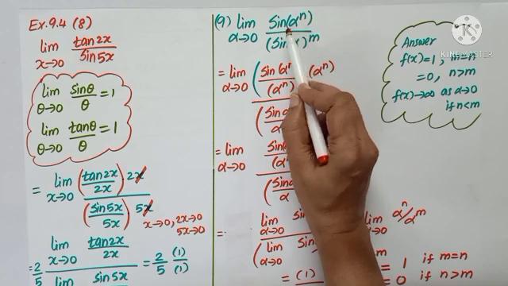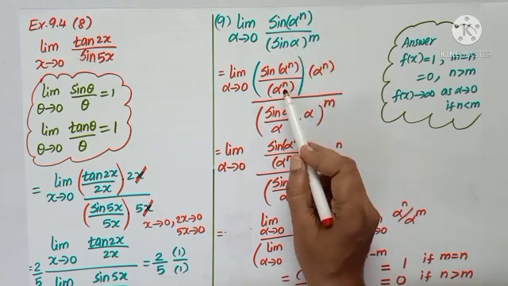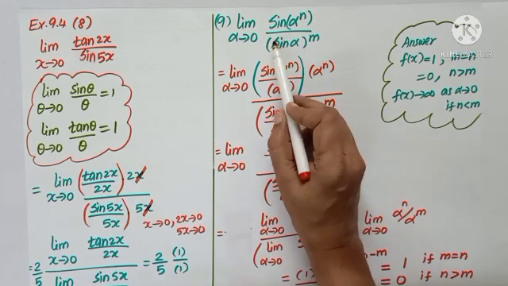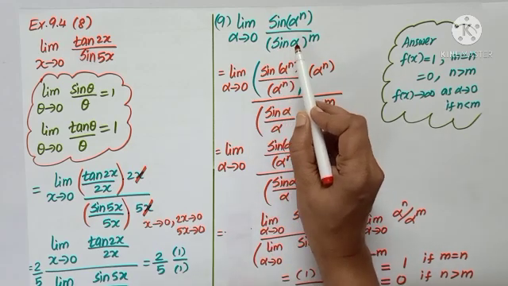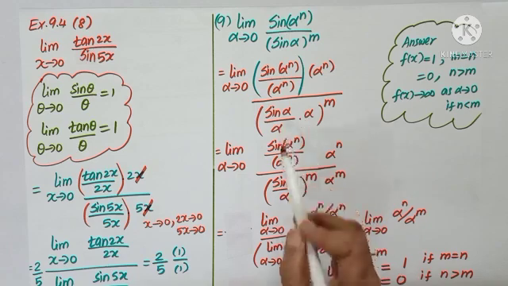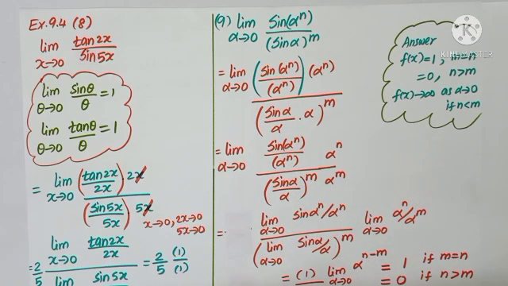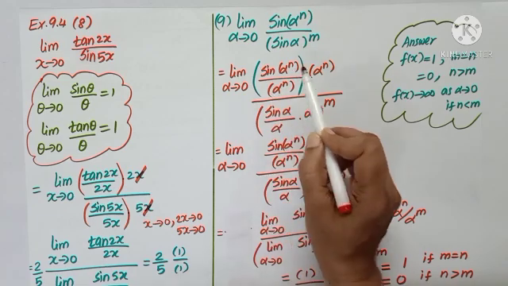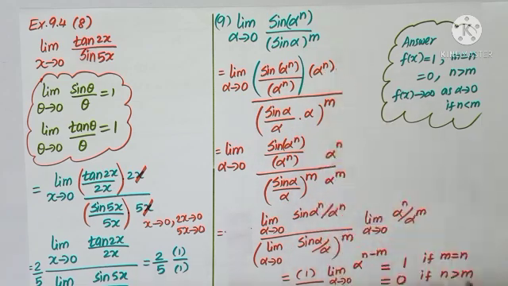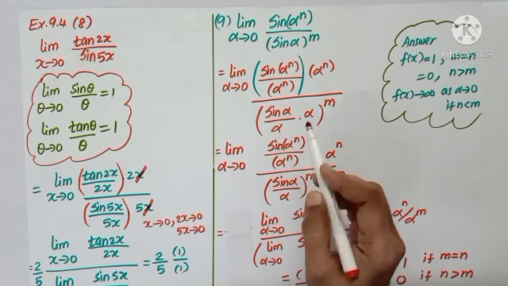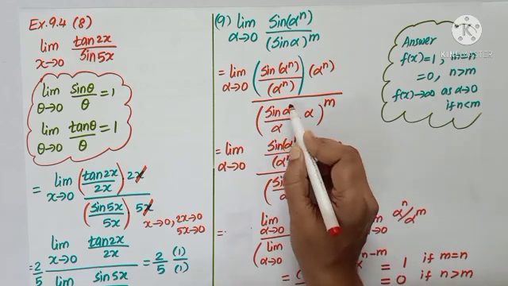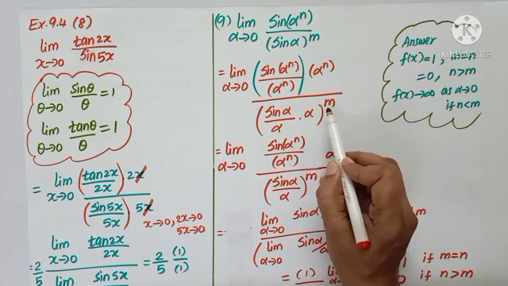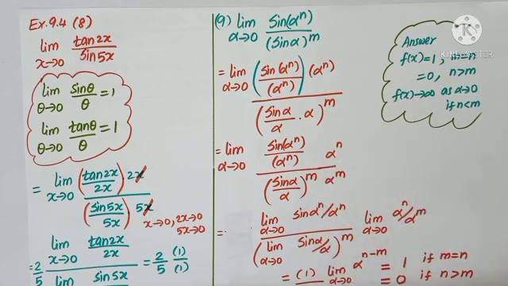Alpha power n. Let us multiply and divide. The denominator also, I have sin alpha. So alpha I will multiply and divide. Now, to apply the formula, I want only this term. So keep alpha power n separately. Denominator, I want only sin alpha by alpha. Take alpha out, it goes out as alpha power m.